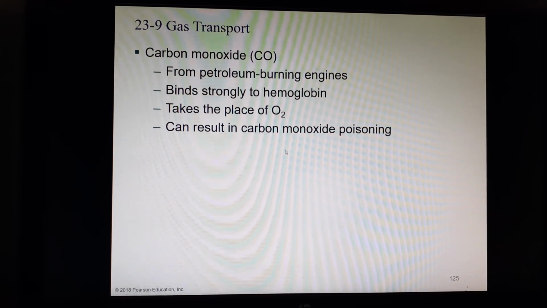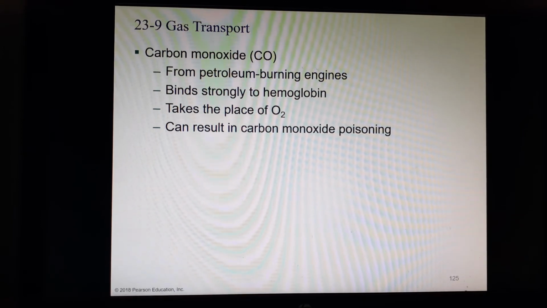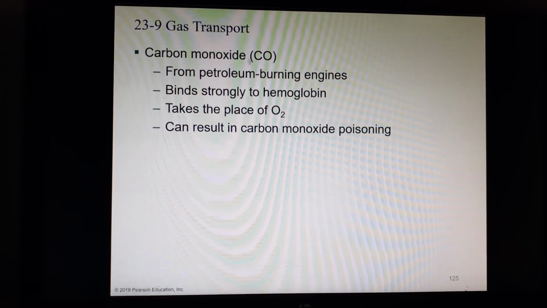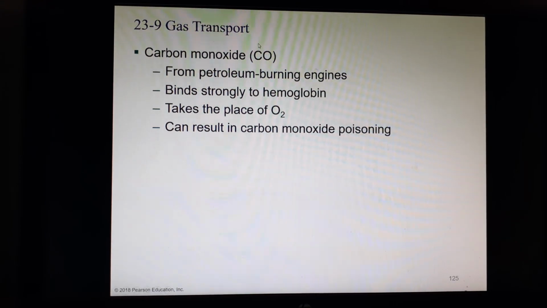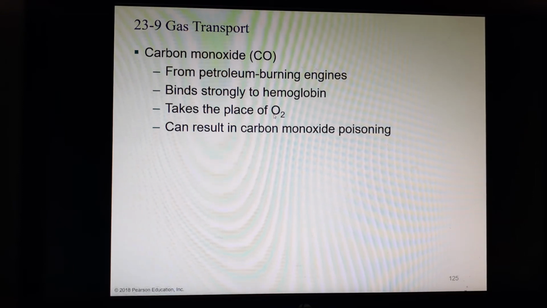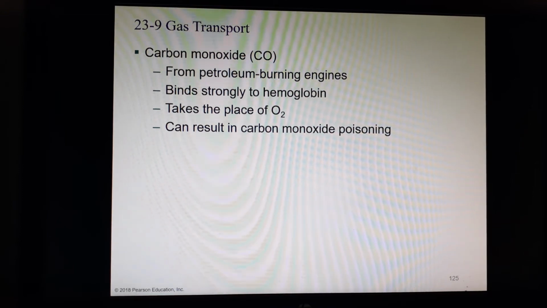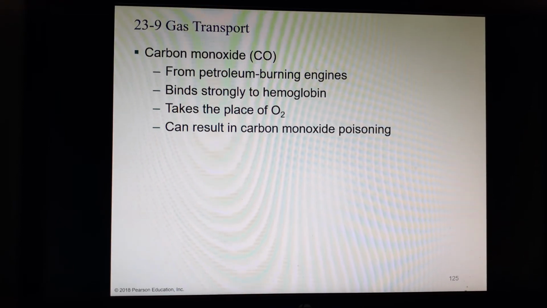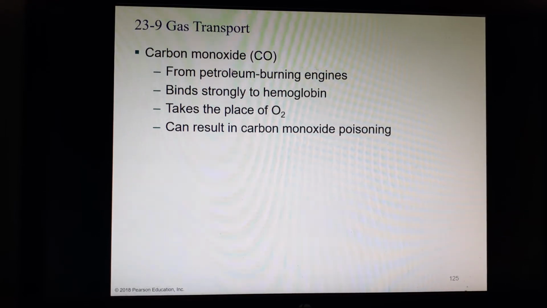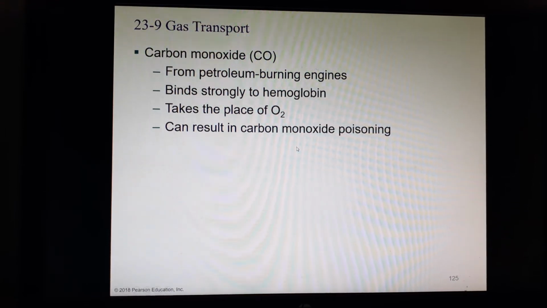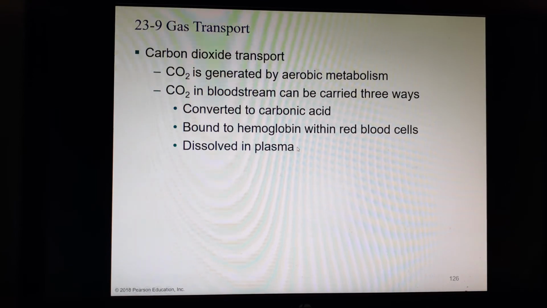And so what you can have is carbon monoxide poisoning, where you actually starve your entire body and especially your brain of oxygen, leading to death. The only way to drive off the carbon monoxide after it is bound to hemoglobin is to put people in a chamber with pressurized oxygen that forces the carbon monoxide off of the hemoglobins.